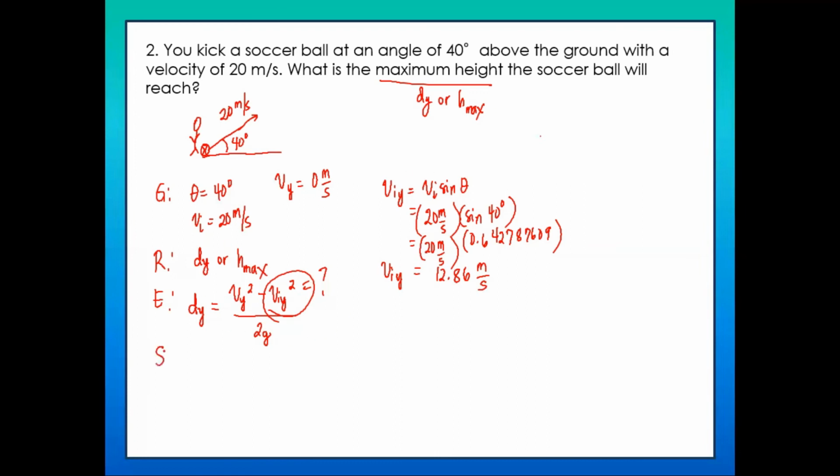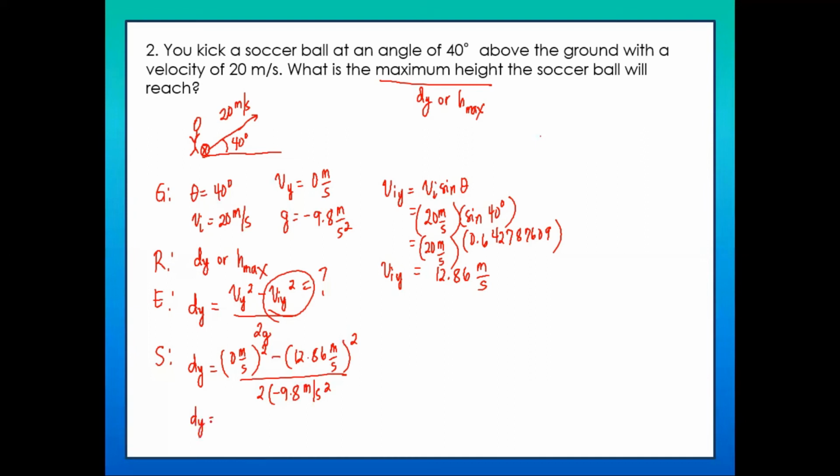Now for our solution, since we now have a value for v sub iy and a value for v sub y, we substitute. d sub y is equal to 0 meter per second, squared, minus your v sub iy, this one, also squared. Since this is 0, automatically we work here. So 2g, our gravity, is always there, negative 9.8 meter per second squared. So 2 times negative 9.8 meter per second squared.